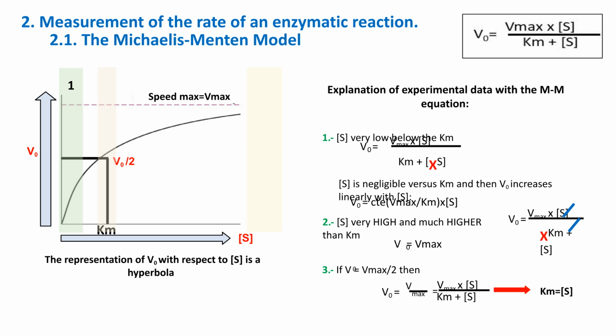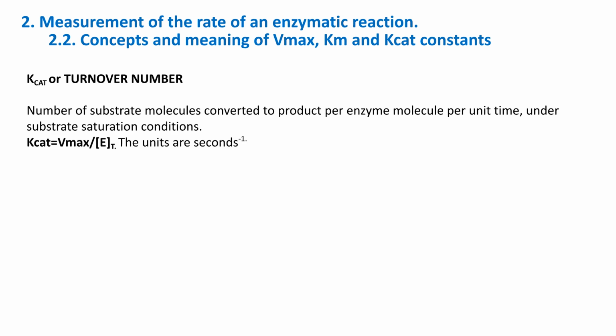At very low substrate concentrations, V0 increases linearly. At very high concentrations, V0 approaches Vmax. When V0 equals half Vmax, the substrate concentration equals Km. Kcat, or the turnover number, is the number of substrate molecules converted to product per enzyme molecule per unit of time under saturating conditions. It is calculated as Vmax divided by the total enzyme concentration.